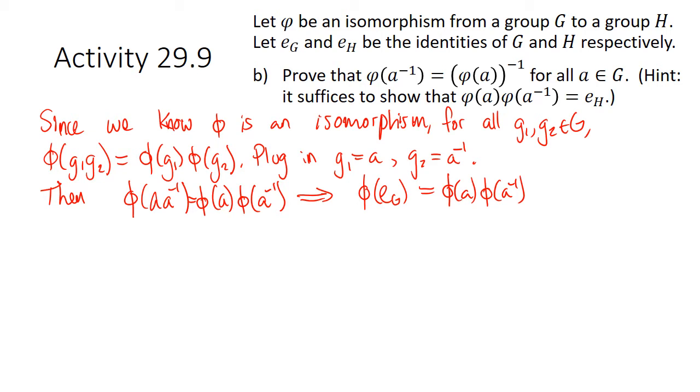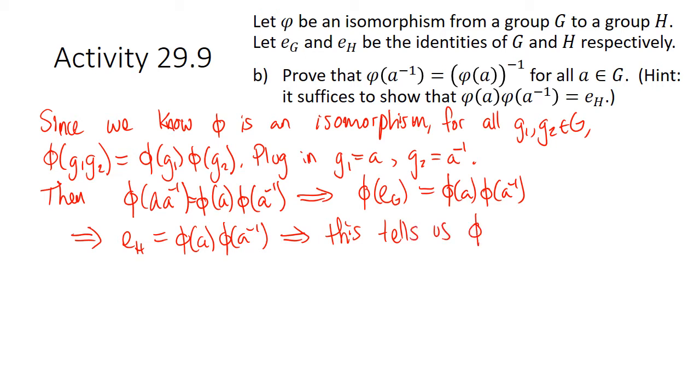And then on the left, what's that going to become? That's why we had to do part A first. So that's going to be E of H equals phi of A times phi of A inverse. And that right there is enough to tell us that those two elements are inverses of each other, since when you multiply them, you get the identity. So phi of A and phi of A inverse are inverses in H.